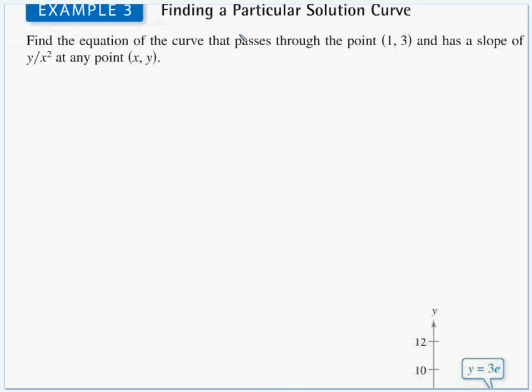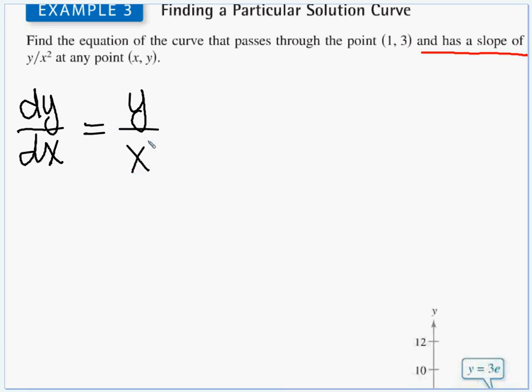So, has a slope of. Let's see, in calculus, slope is dy dx. Our slope is defined as y over x squared. So let's see here, just a simple cross multiply is not going to do it, but if we cross multiply to get us started, we'll have x squared dy equals y dx.